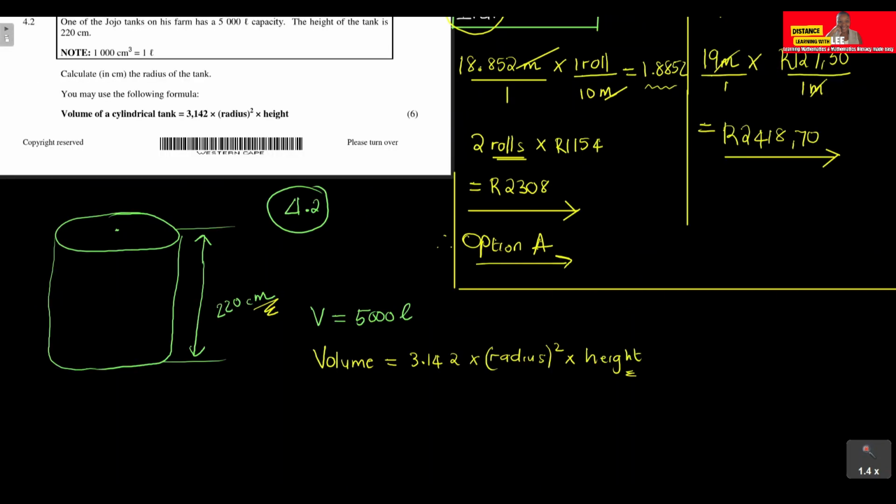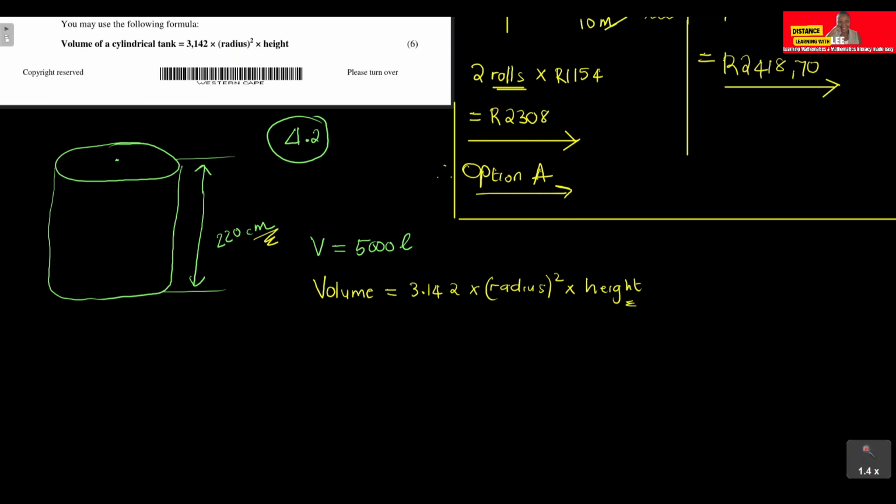We are given an equation that we're supposed to use. We are told that 1,000 centimeters cubed is equal to 1 liter. So we're going to take that 5,000 liters and multiply by what you want, which is the units in centimeters cubed. So it's 1,000 centimeters cubed divided by what we have, which is your units in liters.